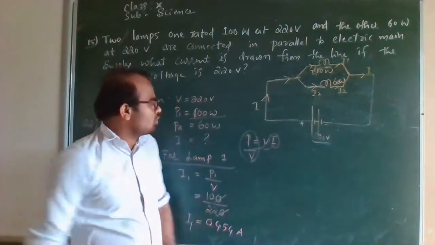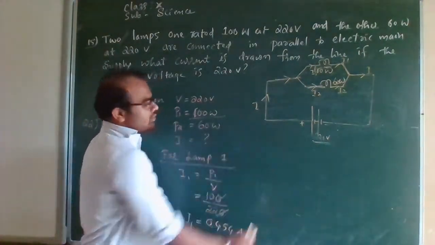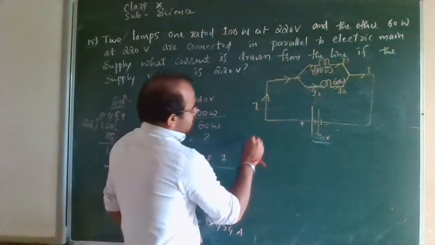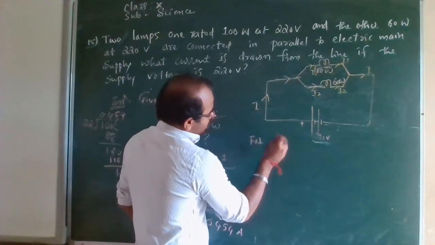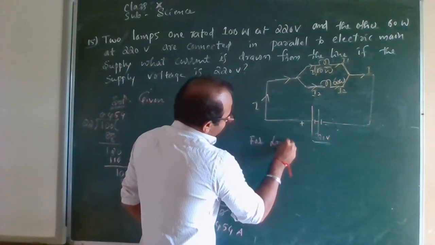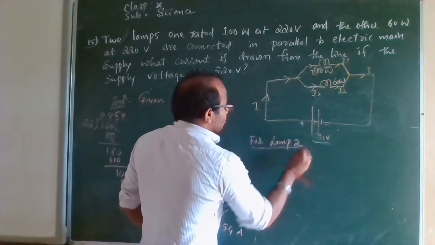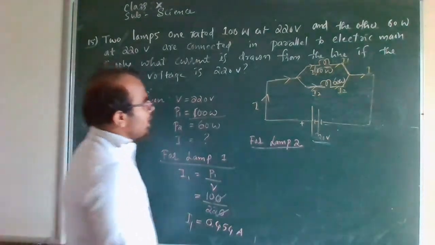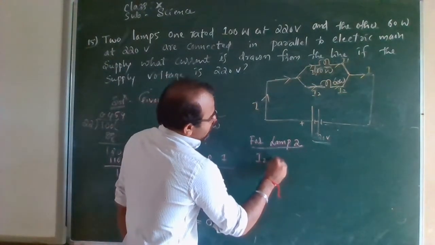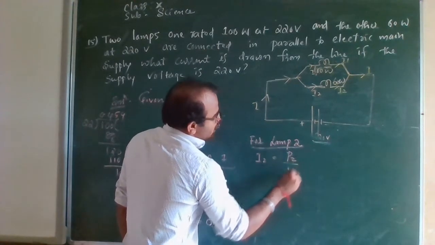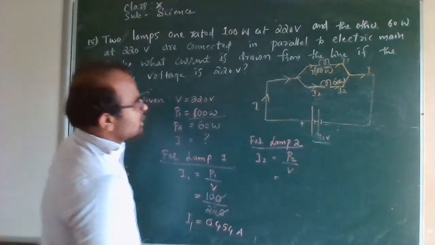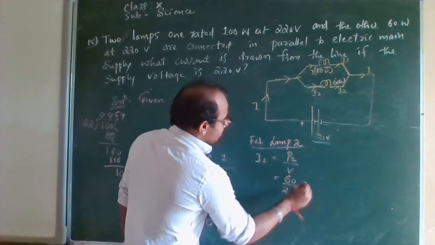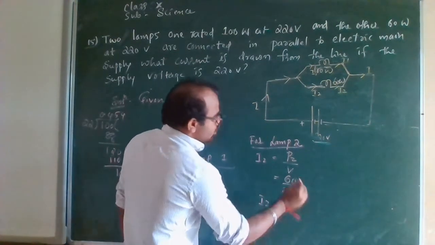If you go for lamp 2, what will it become? So lamp 1 you understood? See, for lamp 2, what is there? I2 I have to find out. I2 will be P2 by V. What is my P2 here? 60 divided by V, which is 220 volt. So what will be my I2 here?